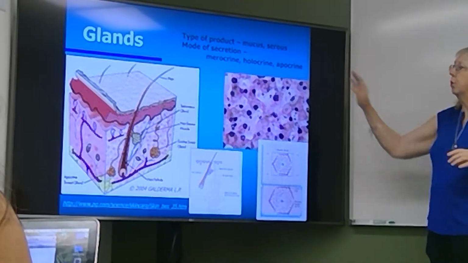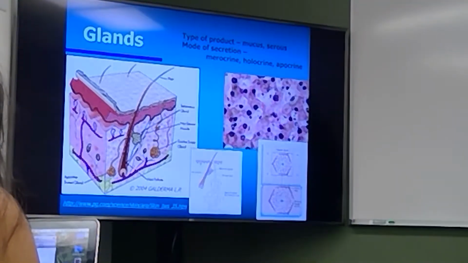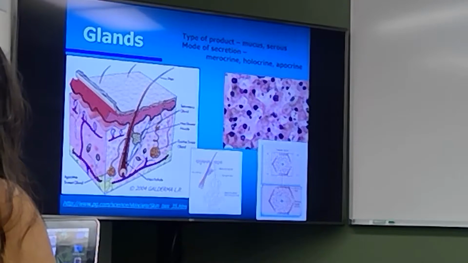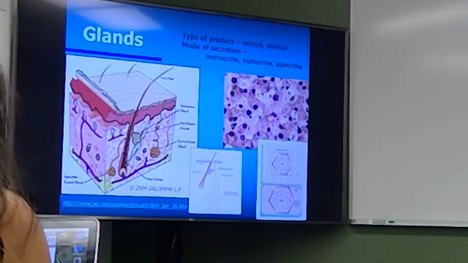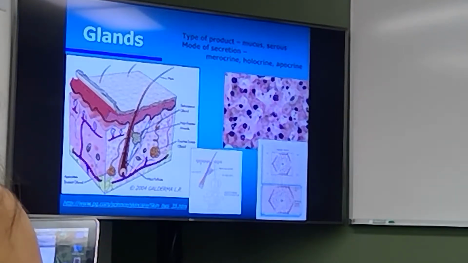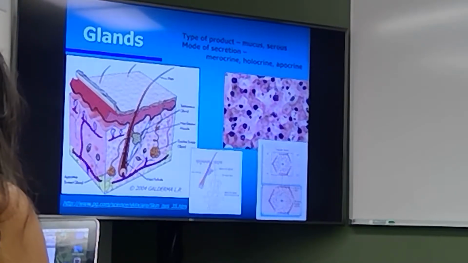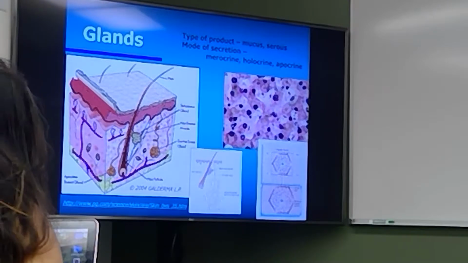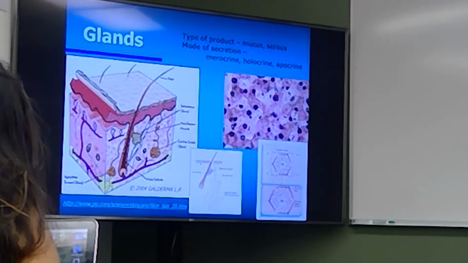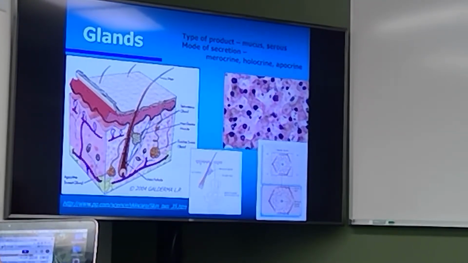And then finally, apocrine secretion is where the secretory product is in a membrane-bound organelle, and that fuses, or that whole thing is released out of the surface there. And you'll see little round blobs of material in the lumens in the secretory products.